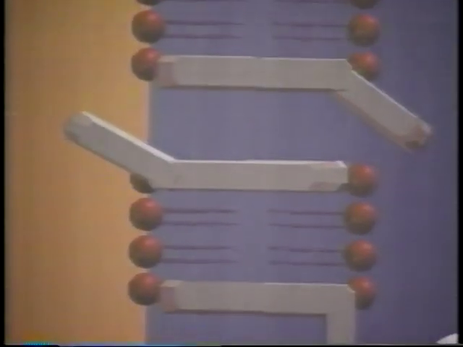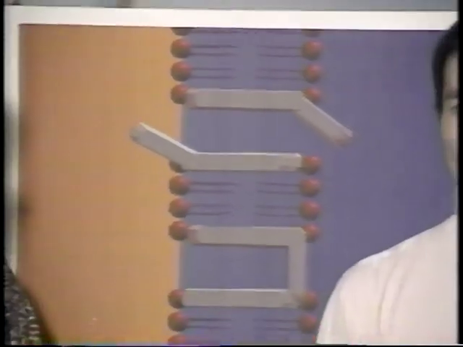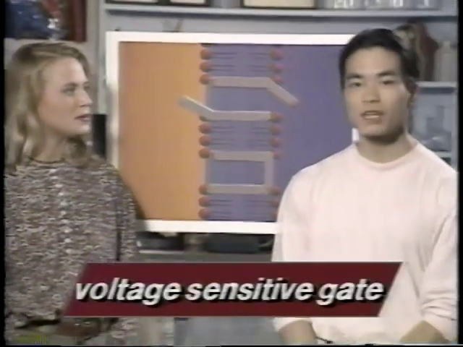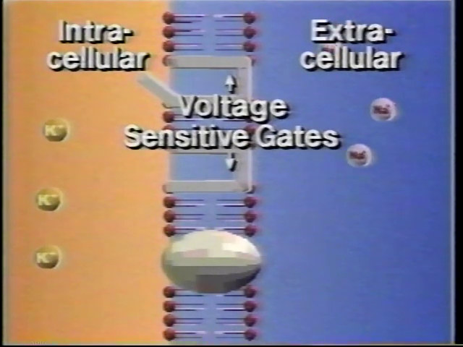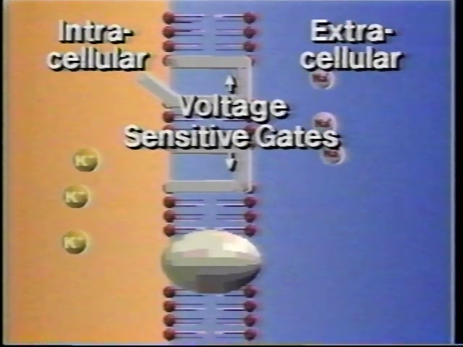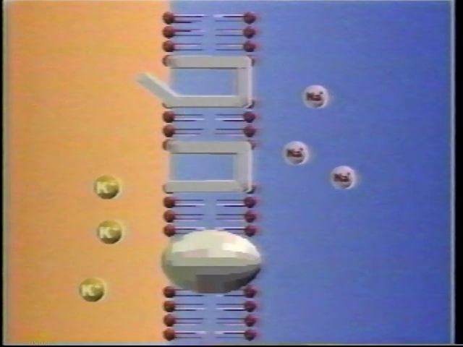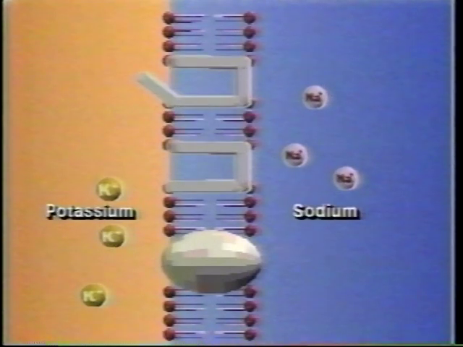The second type of passive process involves a transmembrane protein called a voltage-sensitive gate or ion channel. These are found primarily in the neurons and respond to various ion concentrations. Under normal conditions, there's a voltage differential between the extracellular fluid of the cell membrane and the intercellular fluid. Under this mildly charged condition, the voltage-sensitive gate is held closed.